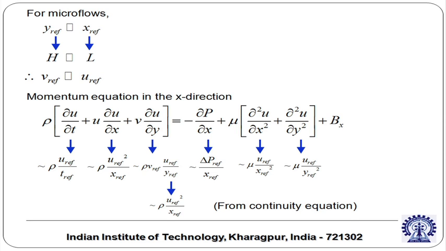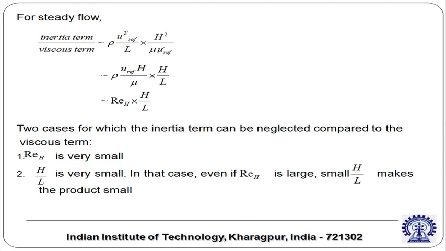So, we have performed an order of magnitude analysis of the X momentum equation, and have found that the inertial term by viscous term is of the order of Reynolds number into H by L. So, there are two cases for which the inertial term can be neglected as compared to the viscous term. We have discussed all this, but every time, after discussing something, we pause for a moment and summarize what we have discussed, so that it becomes easier for you to digest the material. So, if Reynolds number is small or H by L is very small, in that case even if Reynolds number is large, small H by L makes the product small.